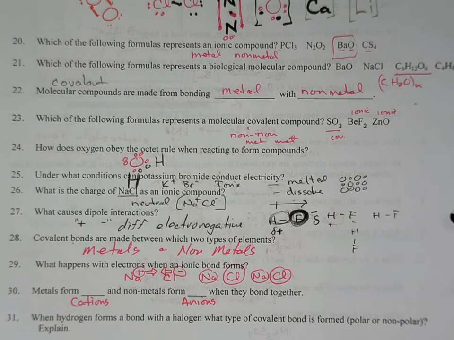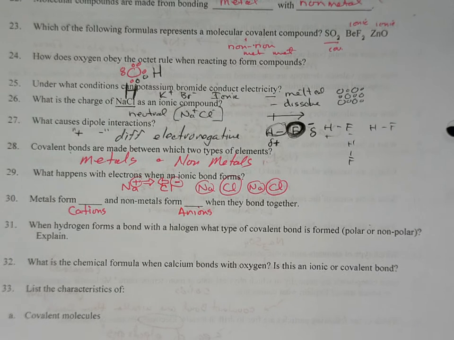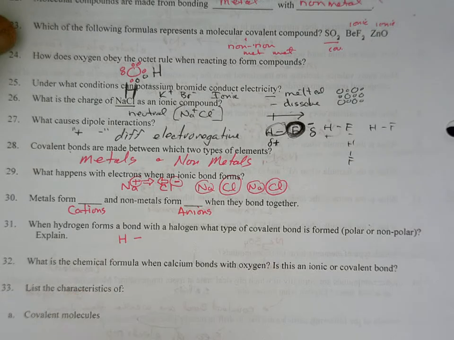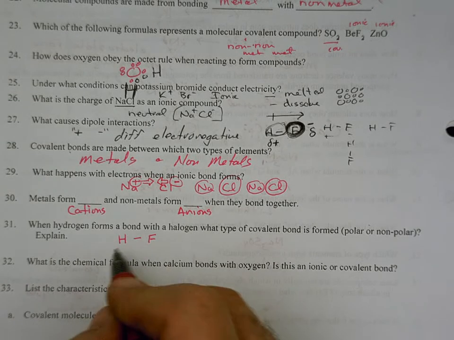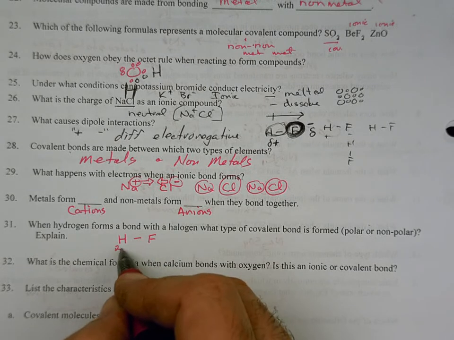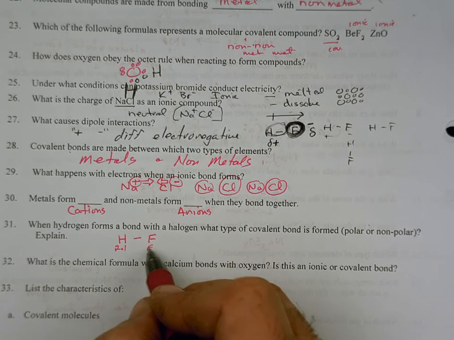Question here is, when hydrogen forms a bond with a halogen, what type of covalent bond is formed? Well, hydrogen bonding with our friend fluorine, you're going to get a very polar molecule. Hydrogen has an electronegativity, I don't have my chart in front of me, I want to say it's 2.1. I could be wrong. You've got the chart I gave you in class. Fluorine has an electronegativity of 4.